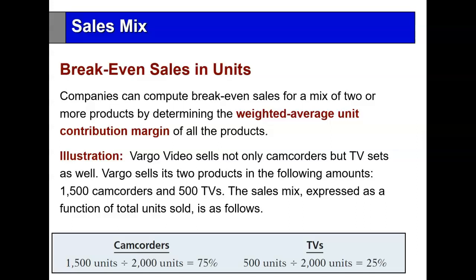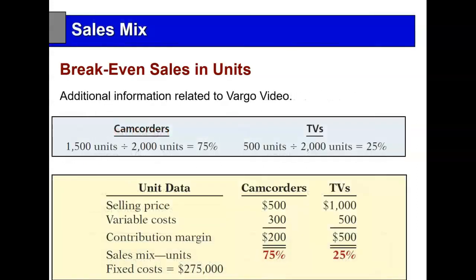So let's go through an example. Vargo Video sells not only camcorders, but TV sets as well. Vargo sells its 2 products in the following amounts: 1,500 camcorders and 500 TVs. So the sales mix can be expressed as 3-to-1 or 75%, 25%. That is, the total amount of units that are sold are 2,000. 75% of those 2,000 are camcorders, whereas 25% are televisions. So therefore, what we have to do now is determine the weighted average contribution margin.